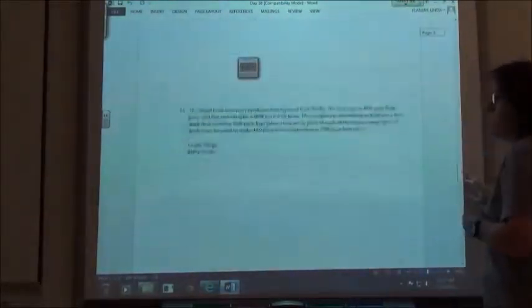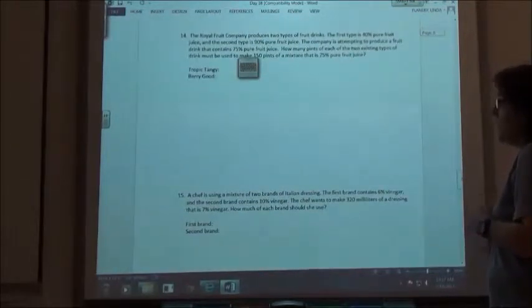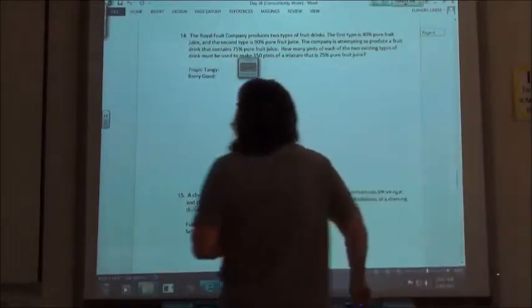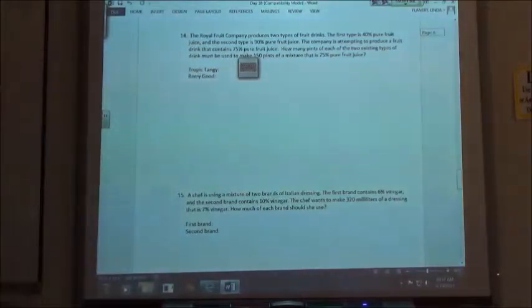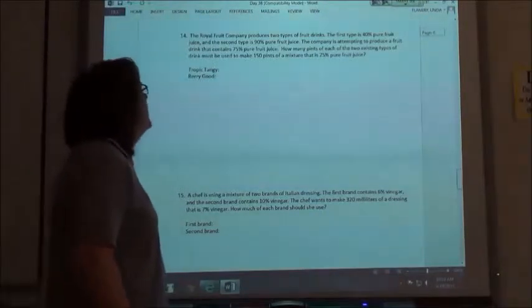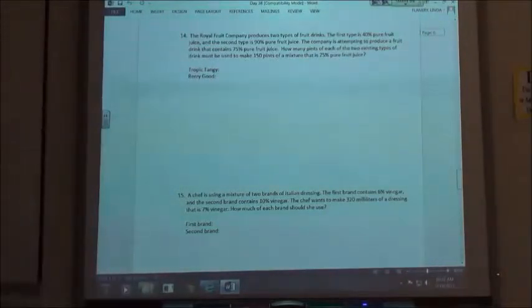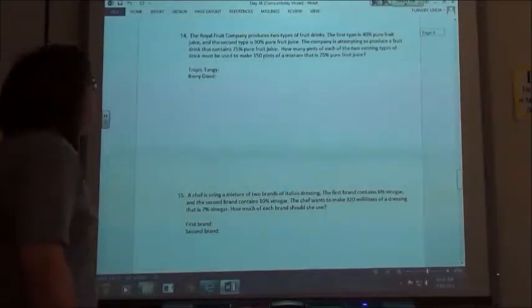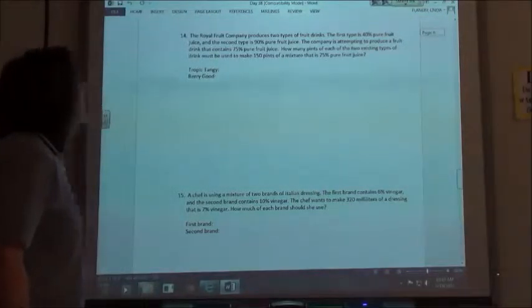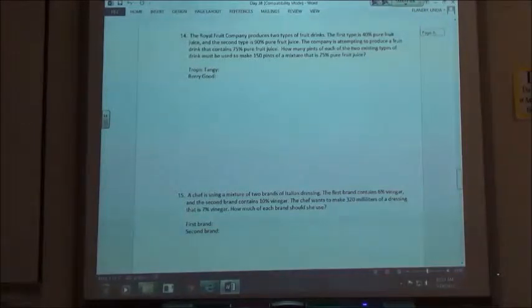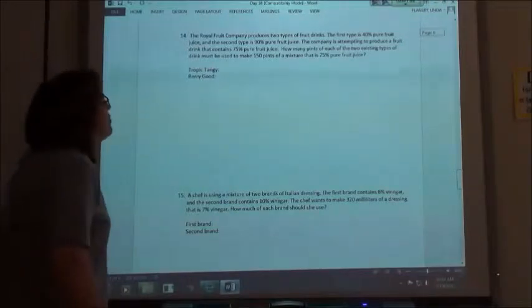Number 14, same kind of thing. The Royal Fruit Company produces two types of fruit drinks. The first type is 40% pure fruit juice. The second type is 90% pure fruit juice. The company is attempting to produce a fruit drink that contains 75% pure fruit juice. How many pints of each of the two existing types of drink must be used to make 150 pints of mixture that is 75% pure fruit juice?